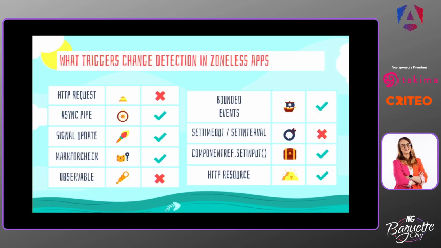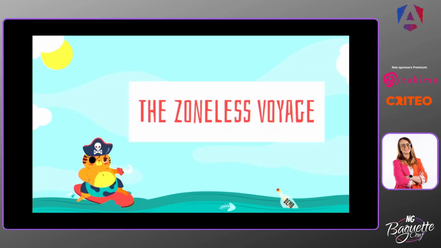Okay, but what triggers change detection in a zoneless app? Here are some examples. First, of course, async pipe, signal value update, markForCheck, httpResource, bound events, ComponentRef.setInput. But what will not trigger change detection anymore? HTTP request, observable, and here, very important, setTimeout and setInterval. Please remember that. And let's move our application to zoneless water.